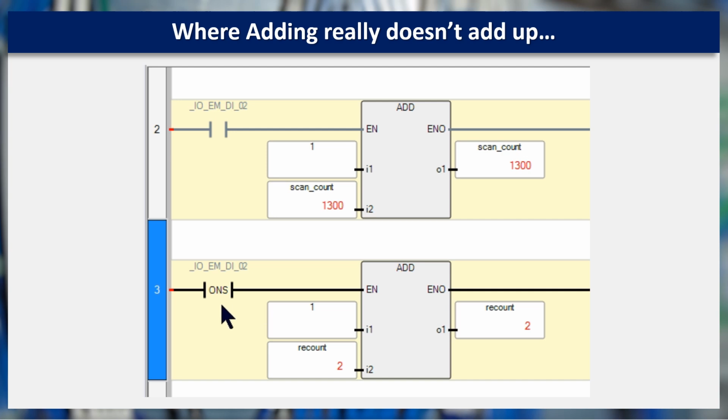So this ONS, otherwise known as a pulse instruction, only examines that input for one single scan, whereas a regular execute if charged always does it, because it has to. It's constantly, every scan, it has to be monitored to make sure whether it is still true or whether it has become false. So rung 2 actually kind of becomes a scan counter.